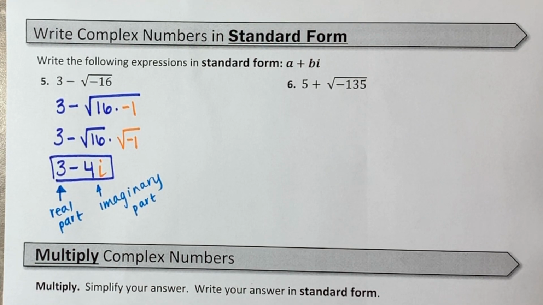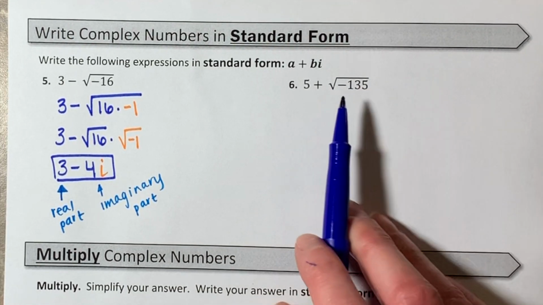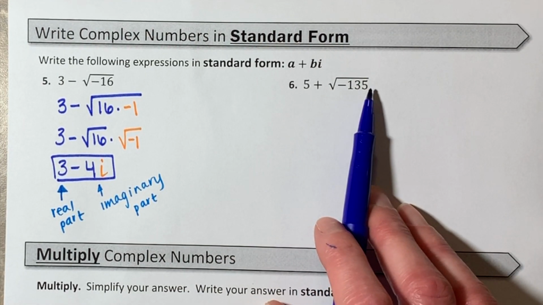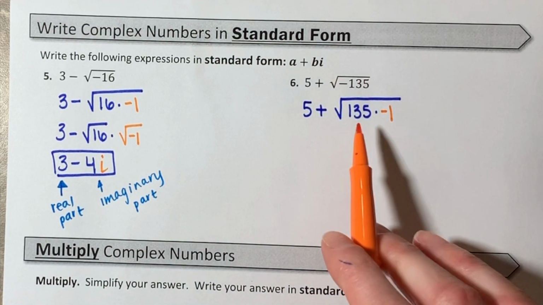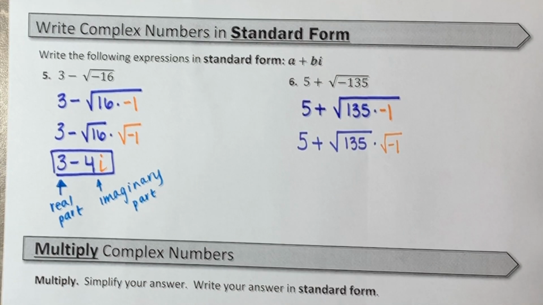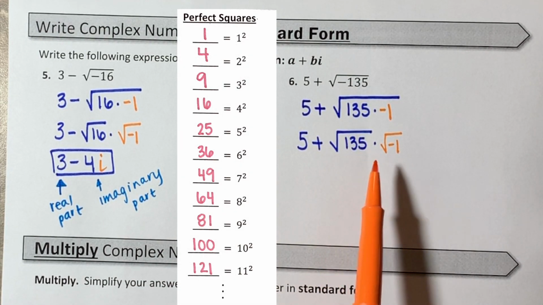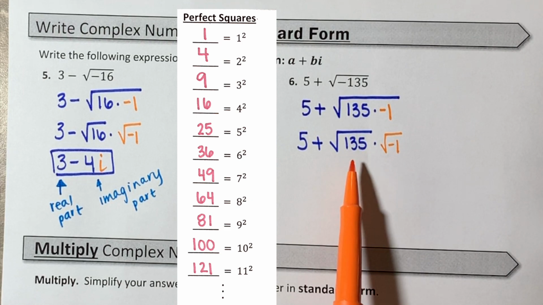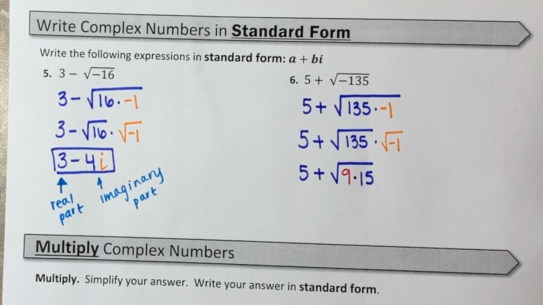So to write this in standard form, we want to start by rewriting this imaginary number using i. So we'll start by rewriting negative 135 as 135 times negative 1. Now we can break apart this radical into two separate radicals. Now, 135 is not a perfect square, so we need to find the largest perfect square that multiplies into 135. And if you look at your list of perfect squares, you'll find that 9 is the largest perfect square that multiplies into 135. So let's rewrite 135 as 9 times 15.